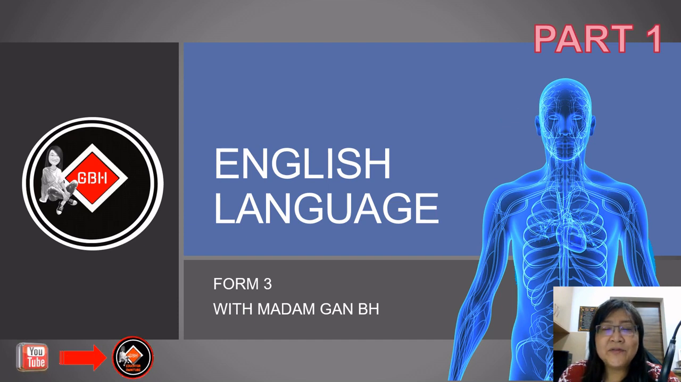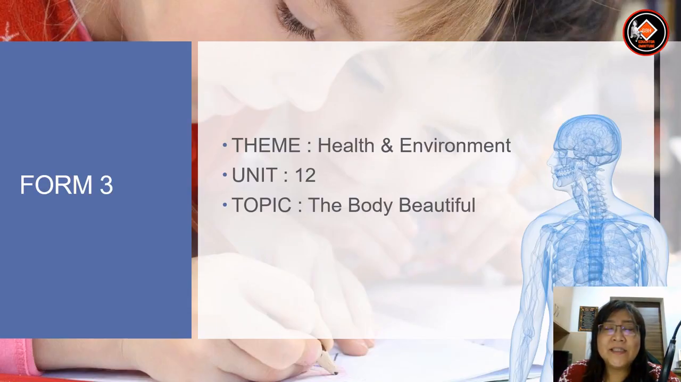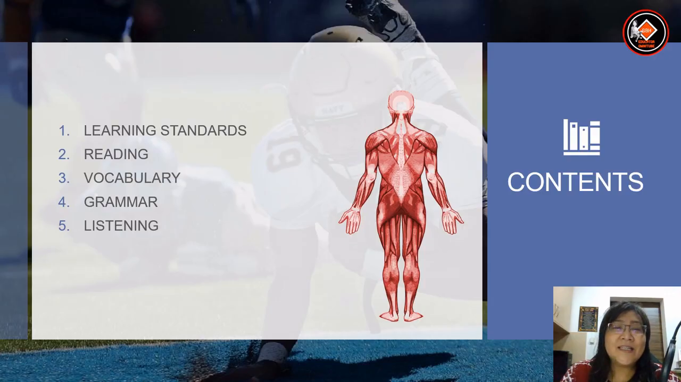This lesson is for Form 3. The theme is Health and Environment. This unit is Unit 12. The topic is The Body Beautiful. Dear students, let's begin by looking at the contents.